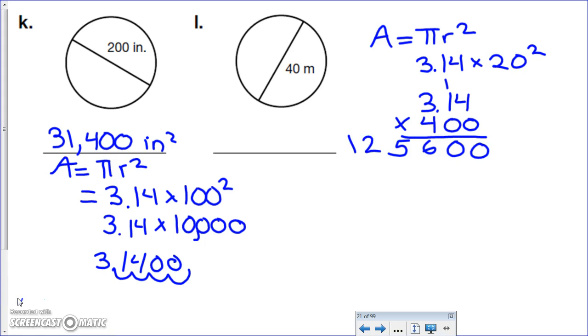Then we need to put in our decimal. So 2 decimal places in the factors, 2 in the answer. So this means we can drop off the zeros when we go to write the answer out. So it becomes 1,256 meters squared.